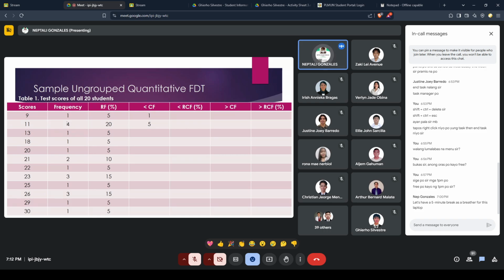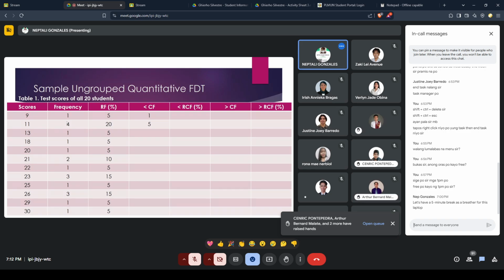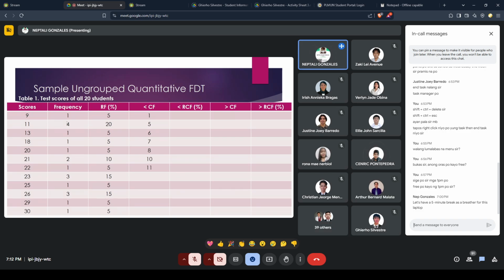So what will be the next less than cumulative frequency? Lahatin mo na, Senric. 6. 6. 6. Ano, 6 pa rin? Ay, 6, 7. Okay. 8. Okay. 10. Okay. 11. Okay. 14. Okay. 15. Okay. 18. Okay. 19, 20. Okay, very good. Thank you po, sir. Thank you. So that is the less than cumulative frequency.